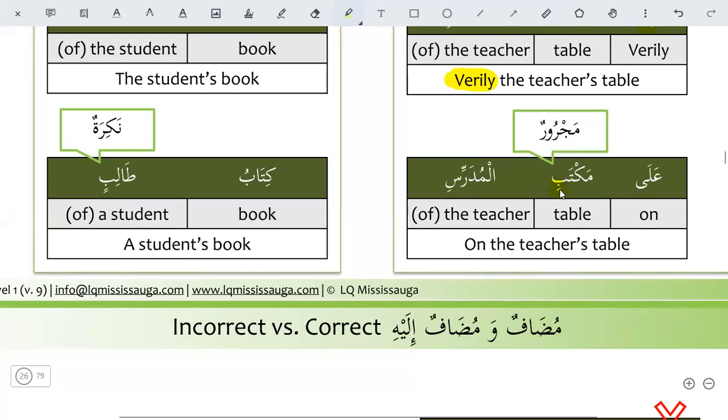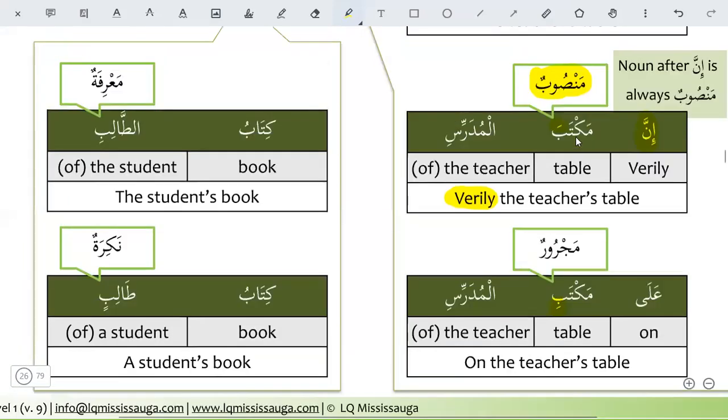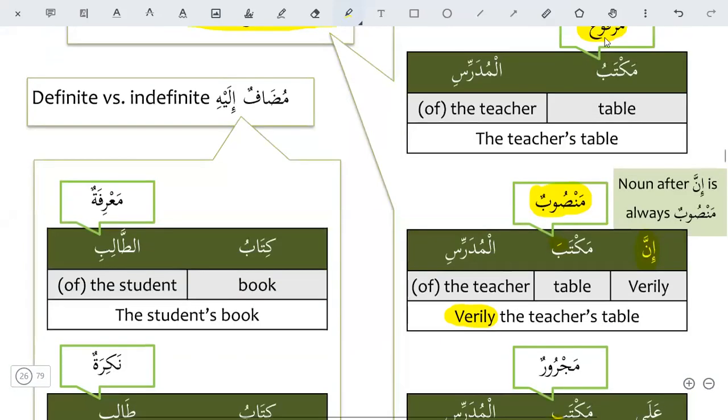And it is taking single kasra, single fatha, and single dhamma, because mudaf can never take tanween and can never take alif lam.